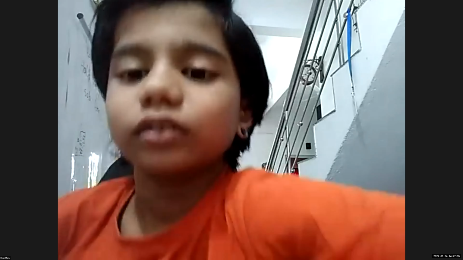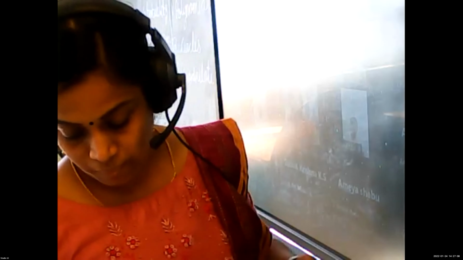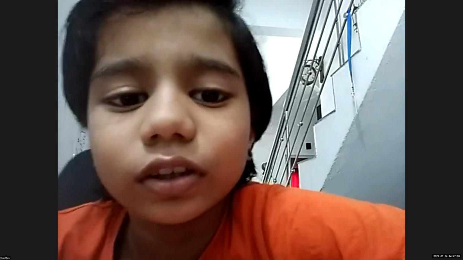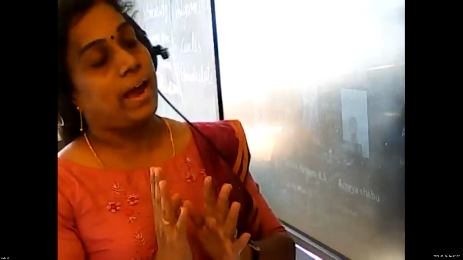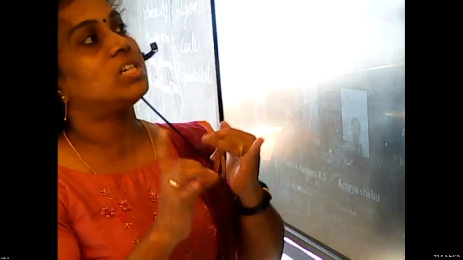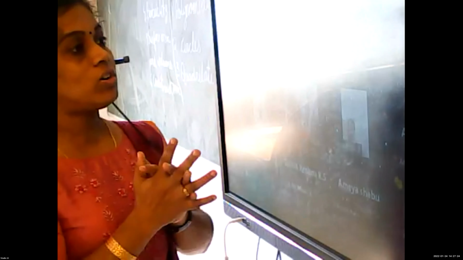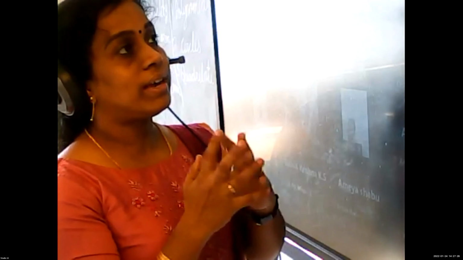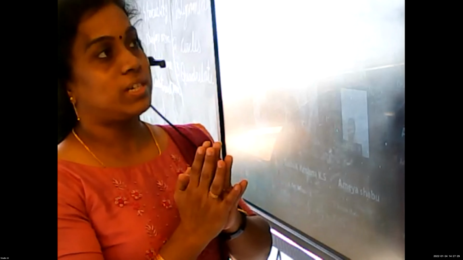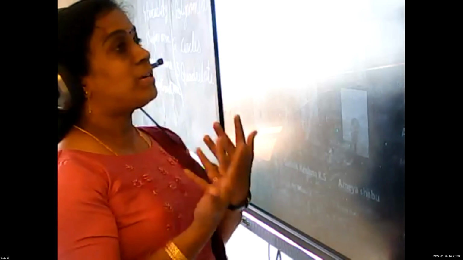So in this chapter, we discussed the main points. Which are the gases in this air? The main gases are oxygen, nitrogen, carbon dioxide. And nitrogen is more in this air. And what will happen if the carbon dioxide is more? The air will become polluted. Air pollution. So what is air pollution? The presence of harmful substances in air.